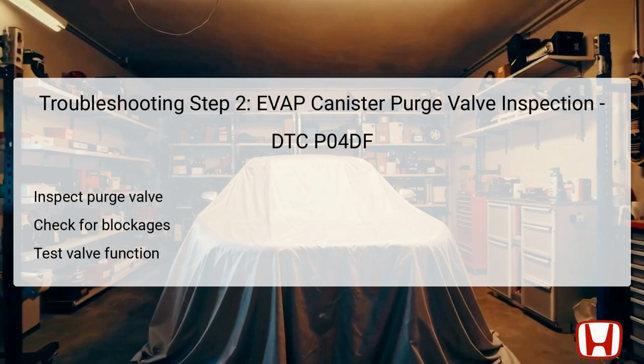Use a vacuum pump to apply pressure and assess whether the valve maintains that pressure, indicating it is functioning correctly. Should the valve be unable to maintain pressure, this signals that it may be stuck in either an open or closed position, necessitating its replacement. Thorough testing at this stage is vital, as the valve's performance directly impacts the overall efficiency of the EVAP system.